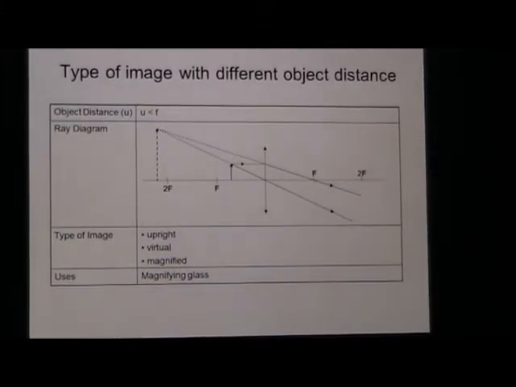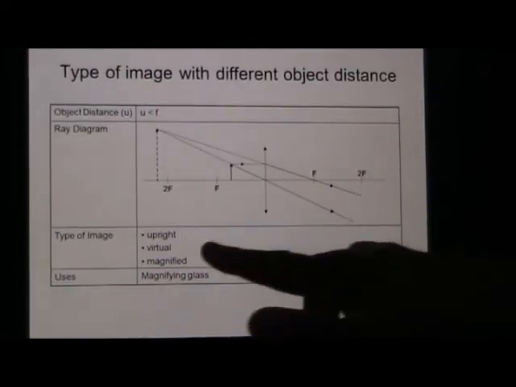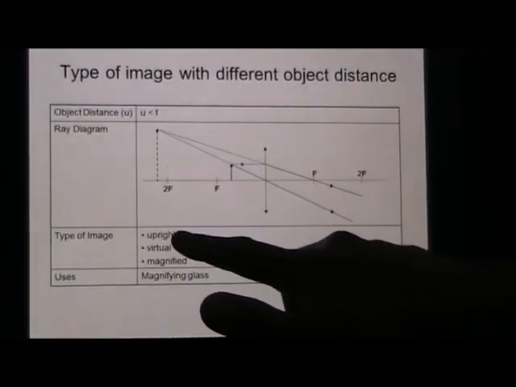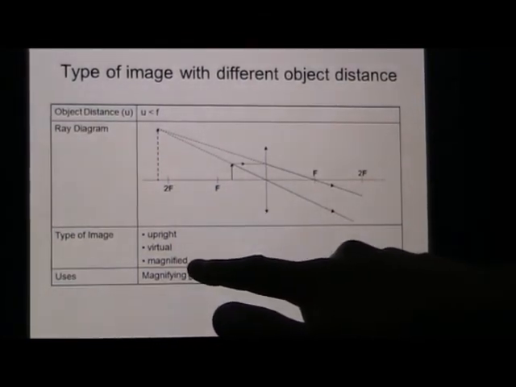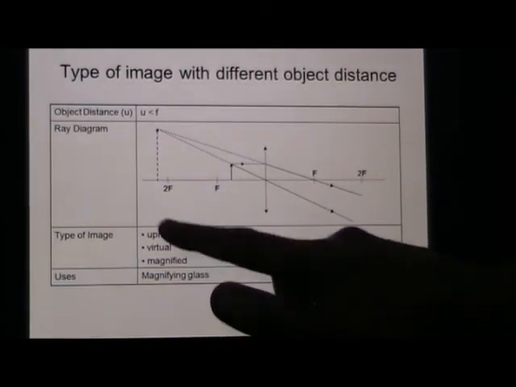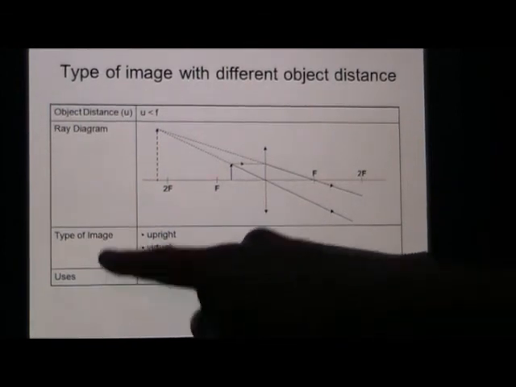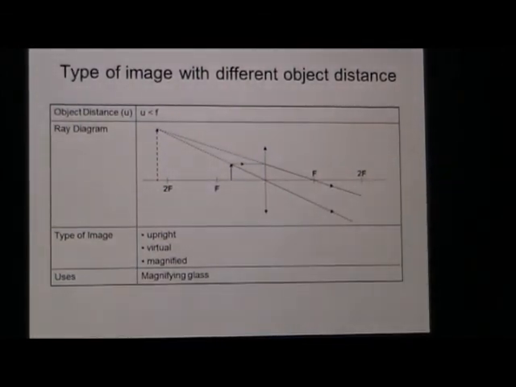So to summarize, for ray diagram of a lens, there are a few things that we need to know. Number one is that we need to know how to draw the ray diagram and to locate the image. Number two, we need to describe the type of image, whether it is upright or inverted, real or virtual, or magnified or diminished. And we also have to know the uses for the object at different object distances.